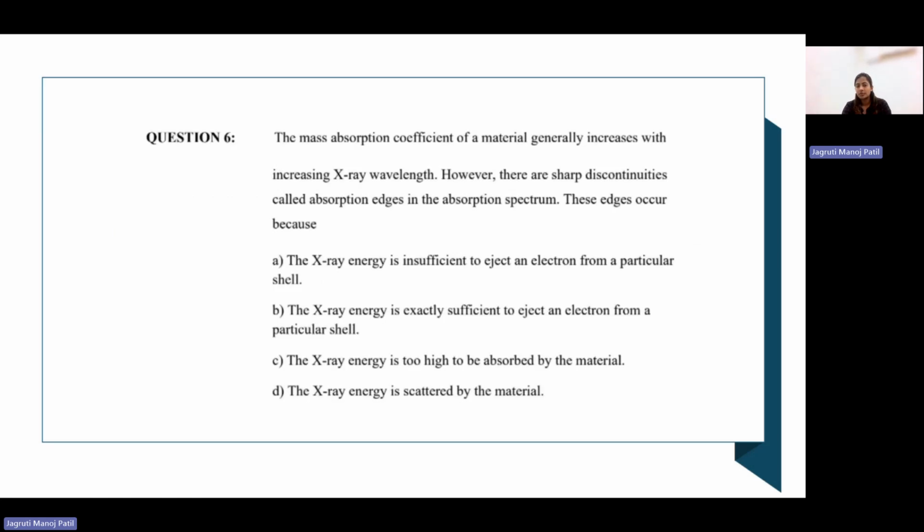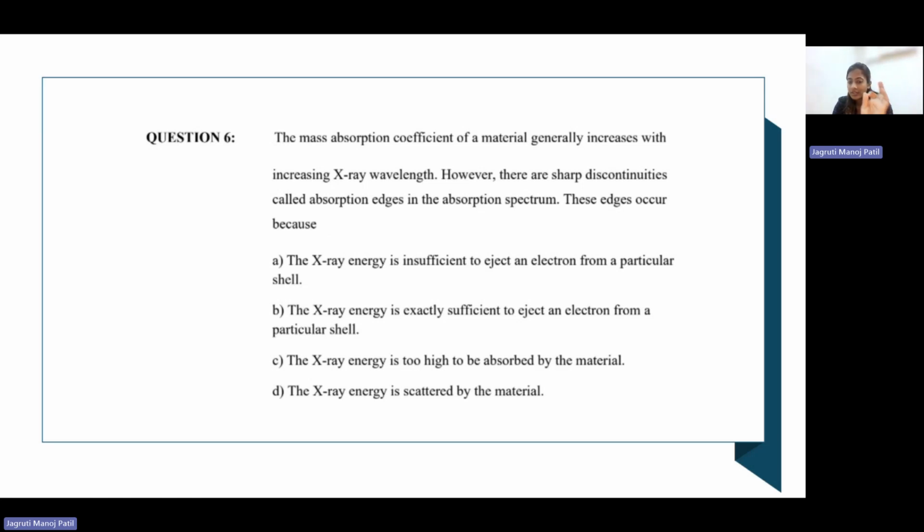Now, the mass absorption coefficient of a material generally increases with increasing wavelength. That we know. However, there are some sharp discontinuities called absorption edges in the spectrum. These edges occur because the energy is insufficient to eject an electron from a particular shell, or it is exactly sufficient to eject it, or it is too high to be absorbed by the material, or it is scattered by the material. So, since it increases, there are some sharp discontinuities.